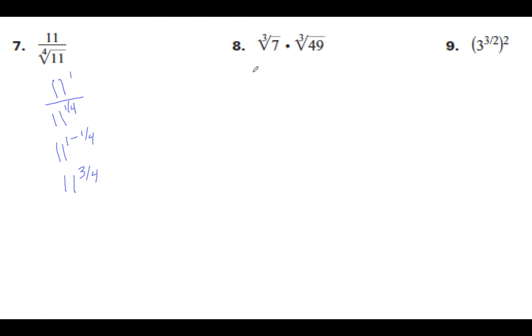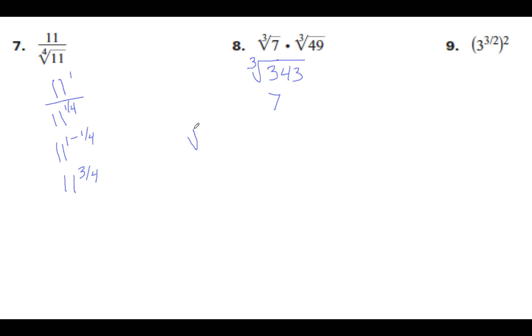Okay, so up here we got cube root of 7 times the cube root of 49. So we can multiply 7 times 49 because they both have the same index in here. 7 times 49 is going to be 343. Cube root of 343 is 7.